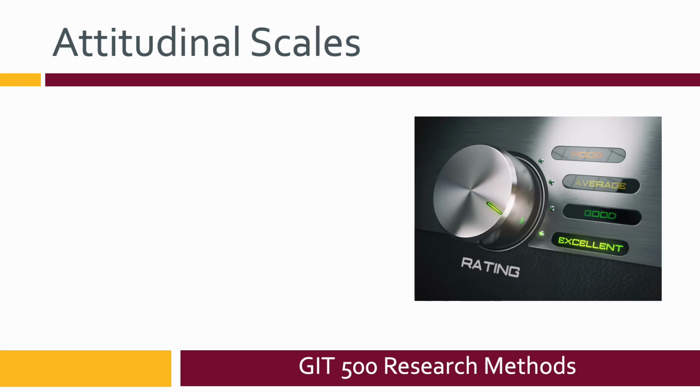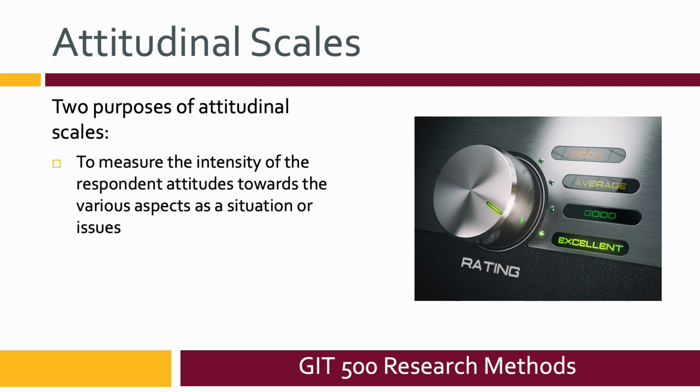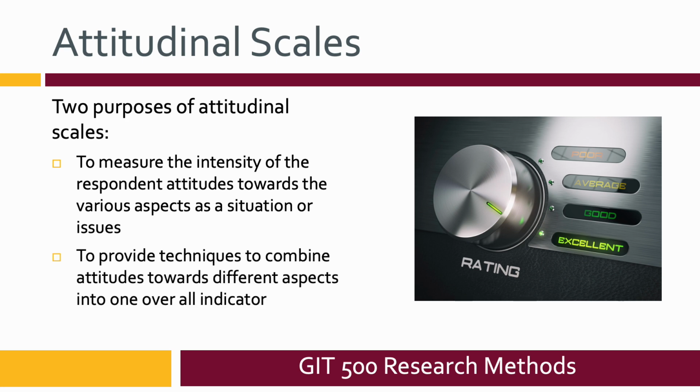Closed questions typically use attitudinal scales in formatting the questions that are in a survey. There are 2 purposes of these attitudinal scales. It's to measure the intensity of the participants' attitudes towards a situation or issues or whatever you want to ask them about. And it also provides techniques to combine those attitudes towards different aspects into one overall indicator.